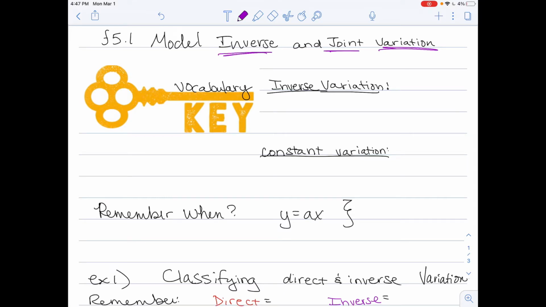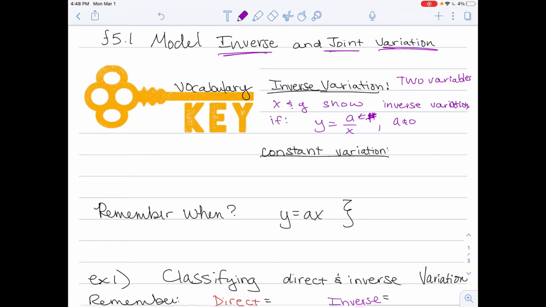Here's some key vocabulary. Inverse variation. This is when two variables, x and y, show inverse variation if they are related as follows: y equals some number a divided by the variable x, and also a is not 0. So a is just a number, but x and y are variables.